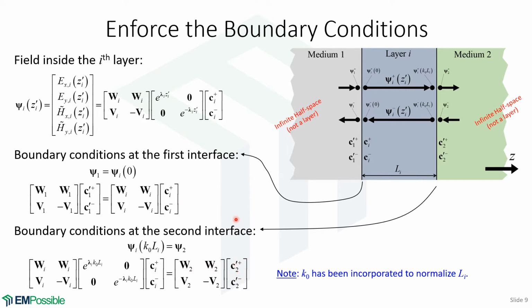So these two equations are enforcing the boundary conditions at either of the interfaces. And it's really from those two equations that we derive the scattering matrices.